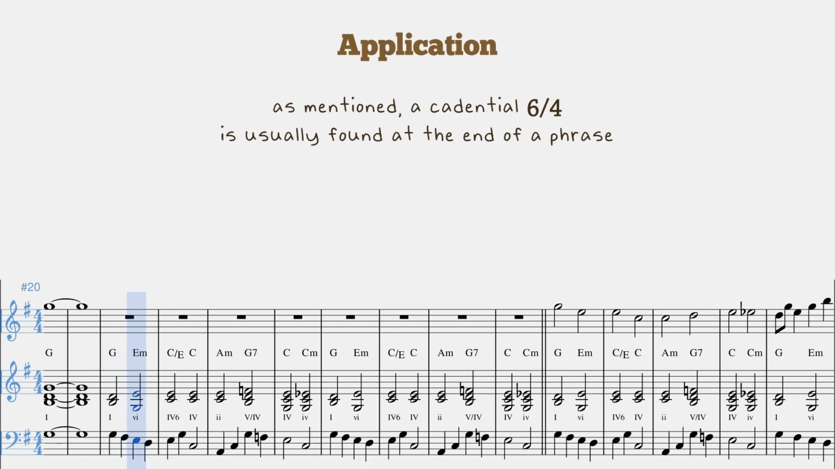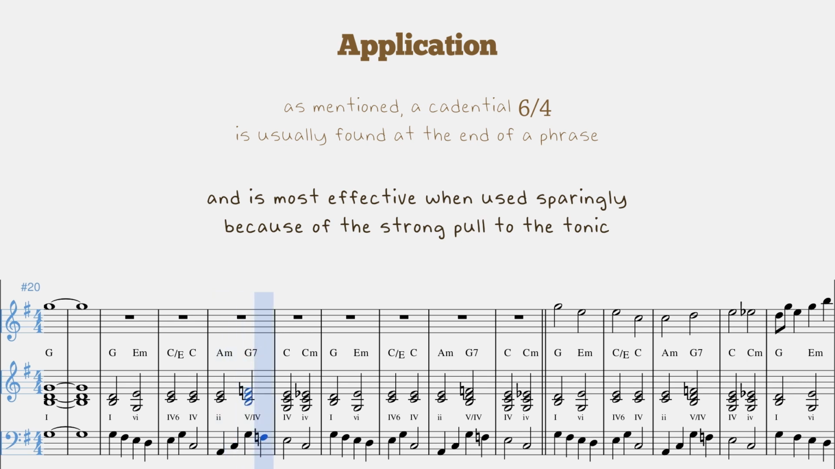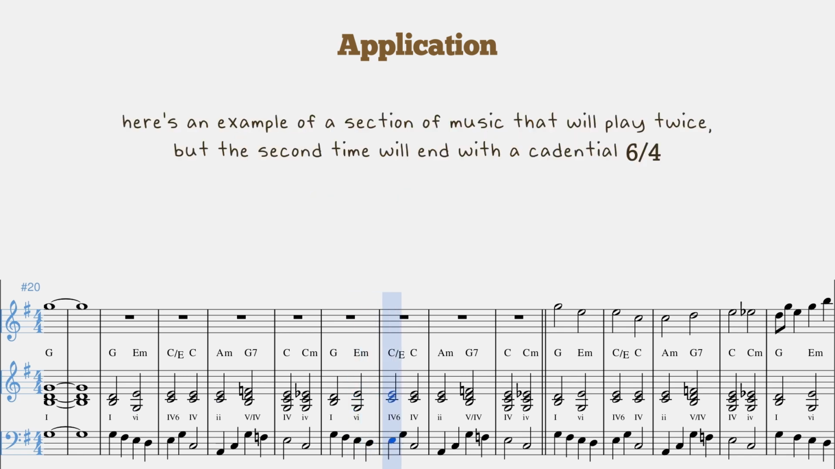As mentioned, a Cadential 6/4 is usually found at the end of a phrase and is most effective when used sparingly because of the strong pull to the tonic. Here's an example of a section of music that will play twice, but the second time will end with a Cadential 6/4.